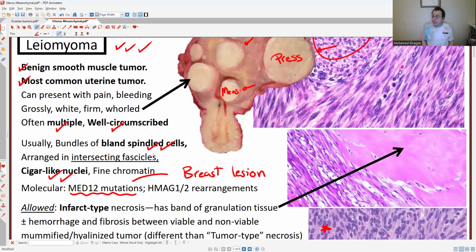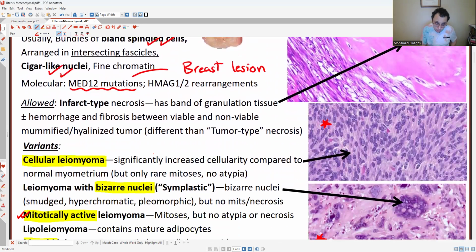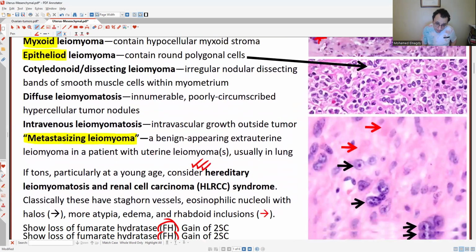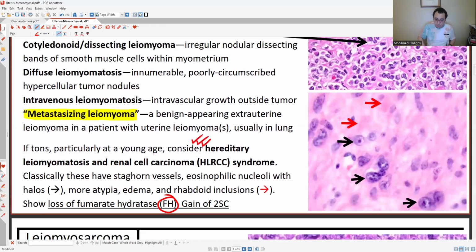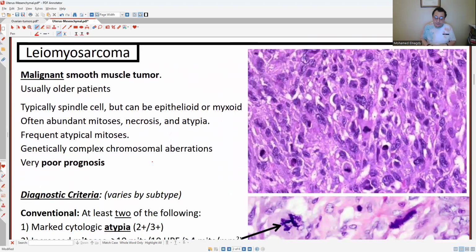Okay, so leiomyoma: a benign smooth muscle tumor with smooth muscle markers, desmin, SMA, caldesmon, ER positive, multiple and well-circumscribed, with MED12 mutation. There are some subtypes that we try to outline, the most important ones, but you need to remember the HLRCC, FH-deficient RCC.